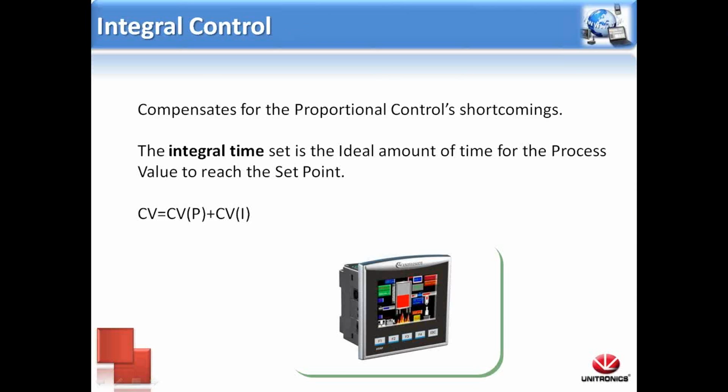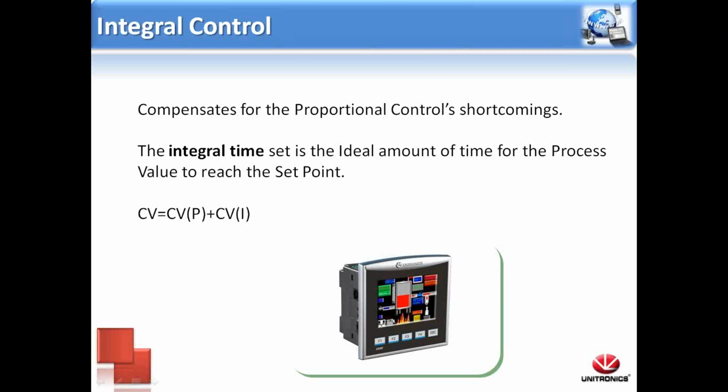Integral control compensates for the proportional control shortcomings. Now what do I mean by this? I mean that the integral control is going to look into the future, and it's going to calculate based on the current curve whether or not our process value will reach the set point. If the process value will not reach the set point, then integral control will be added to proportional control to create our control value. So it's going to add output to what was already calculated using proportional control.